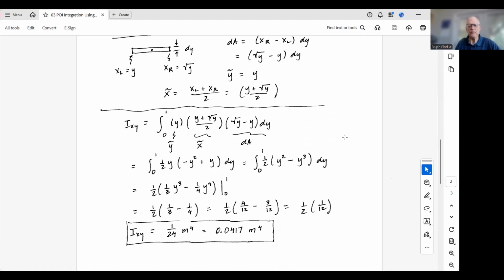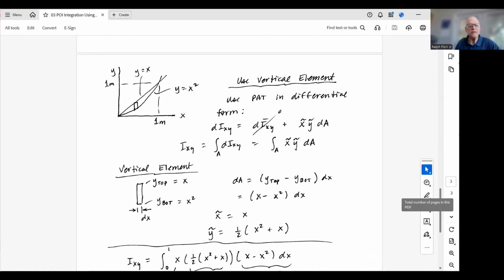That's a horizontal element. For a vertical element, again, we're going to use the parallel axis theorem in differential form. Our vertical element is dx thick. And so we're going to express our y top and y bottom in terms of x. Our y top is x. Our y bottom is x squared. So our dA is x minus x squared times dx.